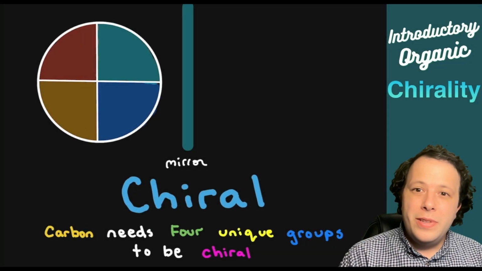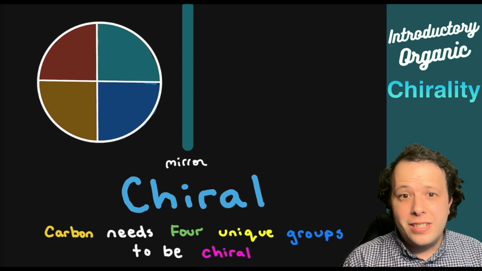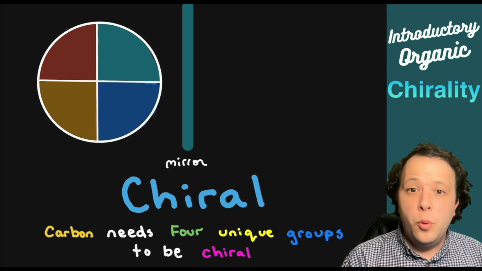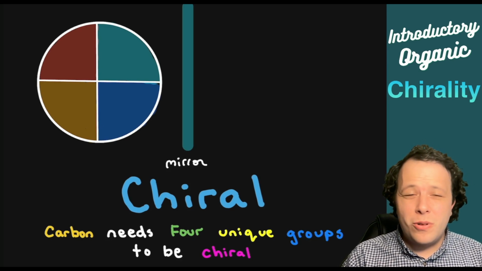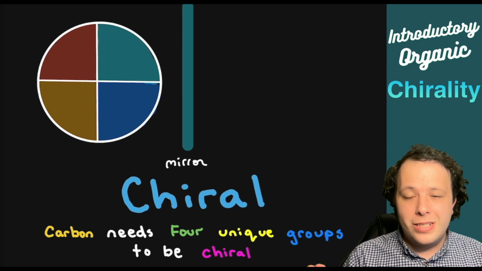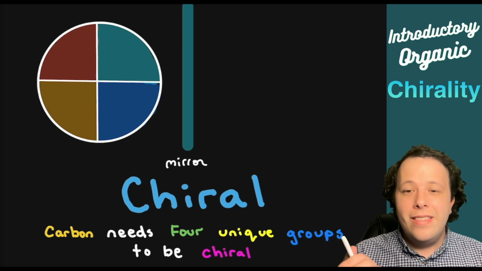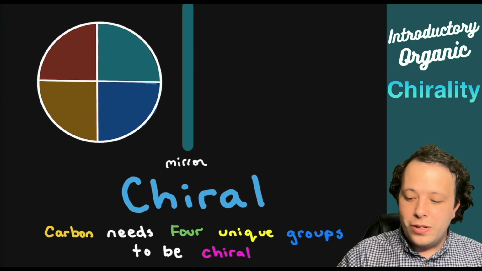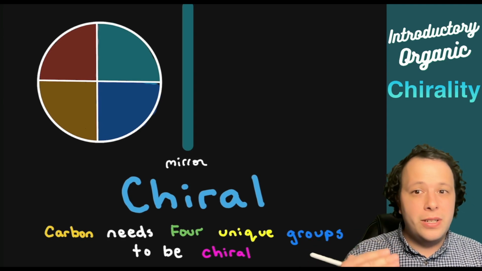In order for something to be chiral, we have to first try to understand not only just reflections, but this concept of four unique groups. So what I have here is a circle drawn with four different colors. In the middle of these colors, we have an intersection. That intersection is your carbon, right? So the carbon meets every single different group.